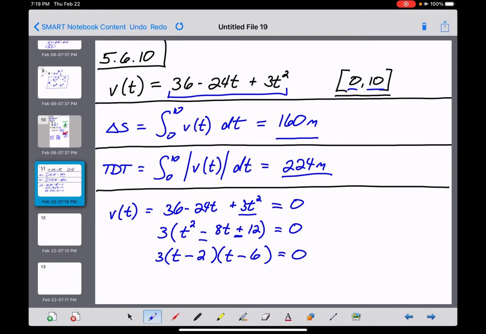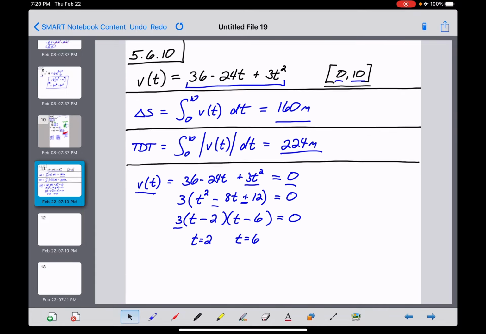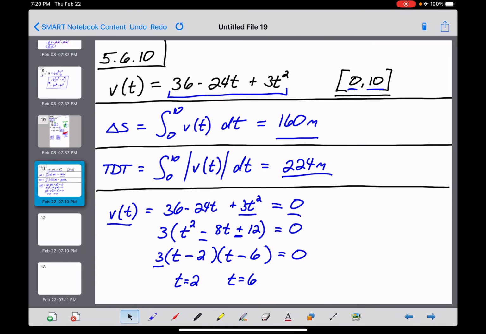We would set each one of them equal to 0 and solve, but of course there's no way that 3 can equal 0 because there's no variable there. Here, we're going to get t equals 2. That's the first time at which our velocity is equal to 0, meaning the object comes to rest. And then it happens again at t equals 6. So these are the only two times that the velocity of this object is going to equal 0.